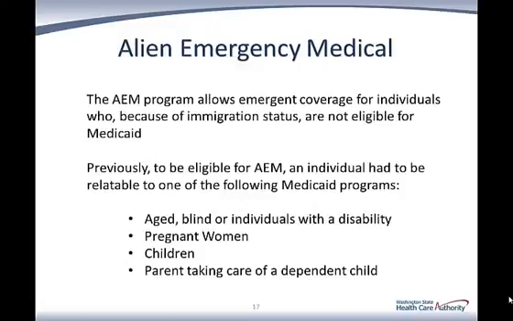One key element of Medicaid that will have changes under the ACA is the Alien Emergency Medical Program. We'll refer to this as AEM during our training. The AEM program allows emergent coverage for individuals who, because of immigration status, are not eligible for Medicaid. Previously, to be eligible for AEM, an individual had to be relatable to one of the following programs: aged, blind, or individuals with a disability, pregnant women, children, or a parent taking care of a dependent child.